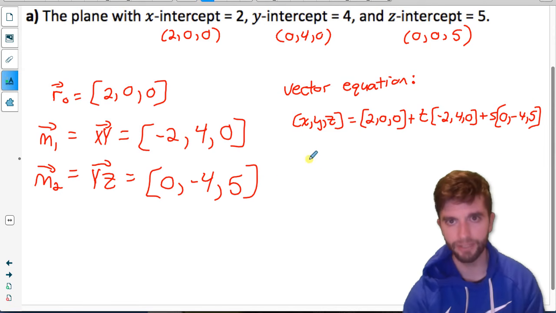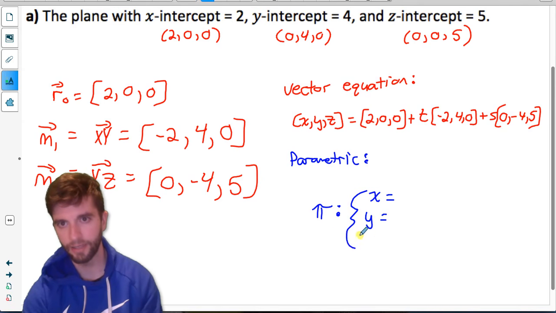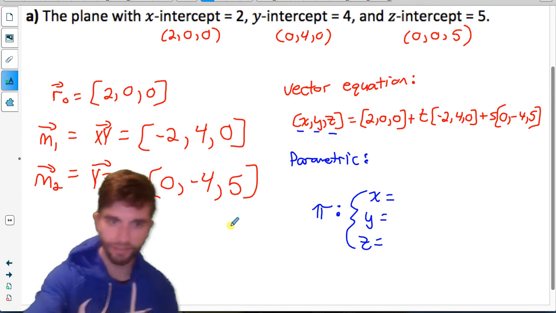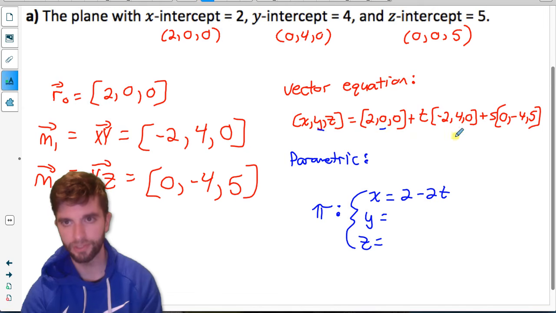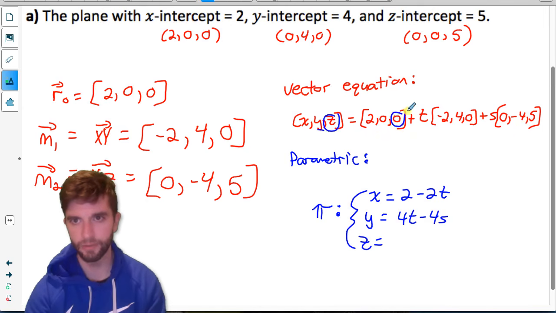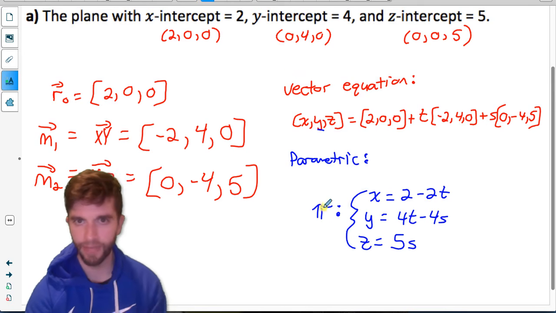Let's also write the parametric equations. So we'll write pi, Greek letter p, standing for plane, and then I'll write my x, y, and z equations for how we get those components of the resultant vector that defines the plane. So x would equal 2 minus 2t plus 0s, y would equal 0 plus 4t minus 4s, and z would equal 0 plus 0t plus 5s. So we have both the vector and parametric equations of that plane.